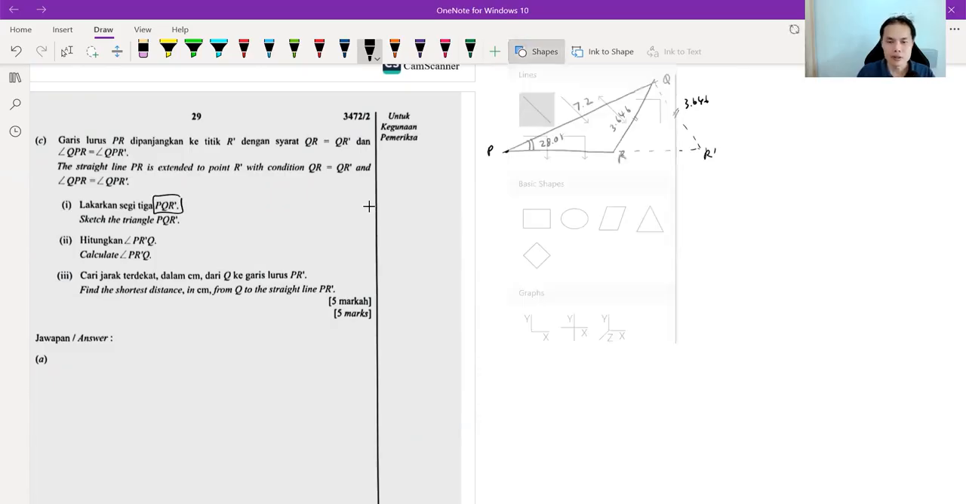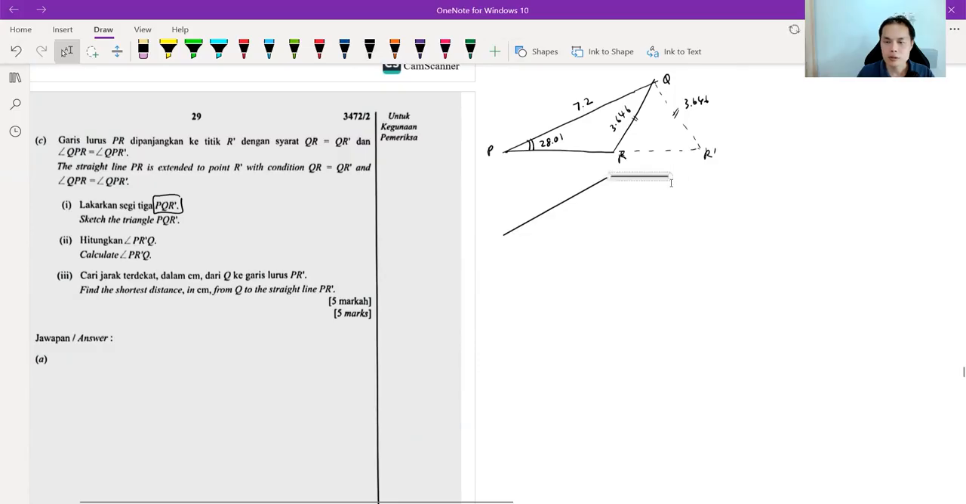Okay, I better use a ruler. Looks nicer. Let me just use this. Join together over here. Okay, this one is a bit too long, make it a bit shorter. And the third line should be from this point to this point. So this is my triangle PQR prime. This is 3.646, this is 7.2, and this is 28.01. Okay, so my sketch is complete.